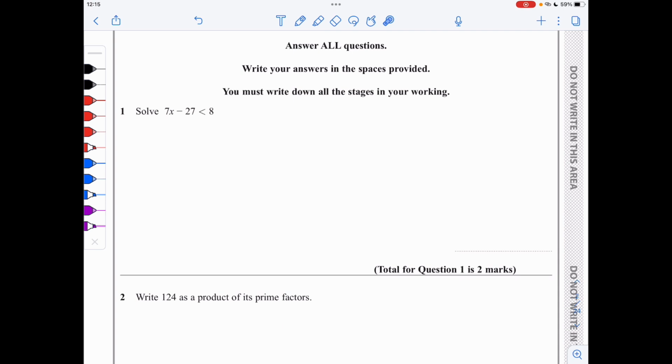In question 1, we need to solve the inequality here. So we start by collecting the x's on the left-hand side and all the numbers on the right-hand side. So we have 7x less than 8 plus 27. So it's 7x less than 35. I will be dividing both sides by 7. So we have 7x over 7 and 35 over 7. And so x is less than 5.